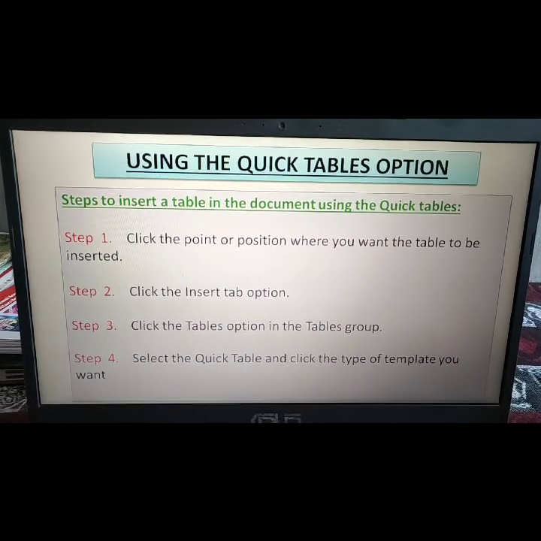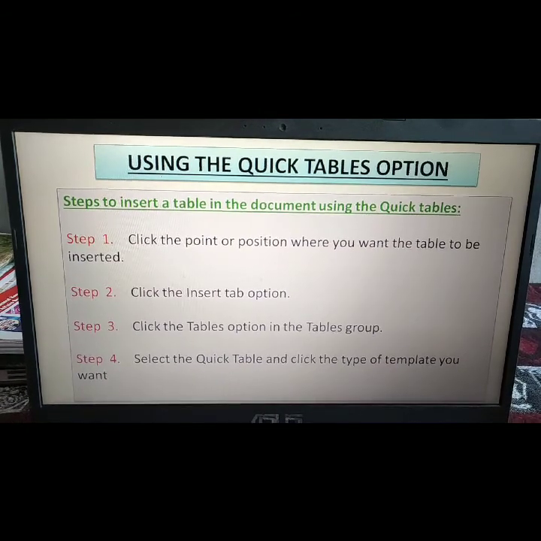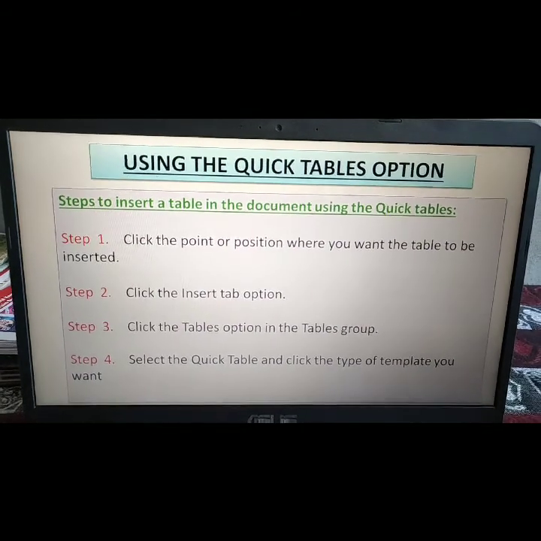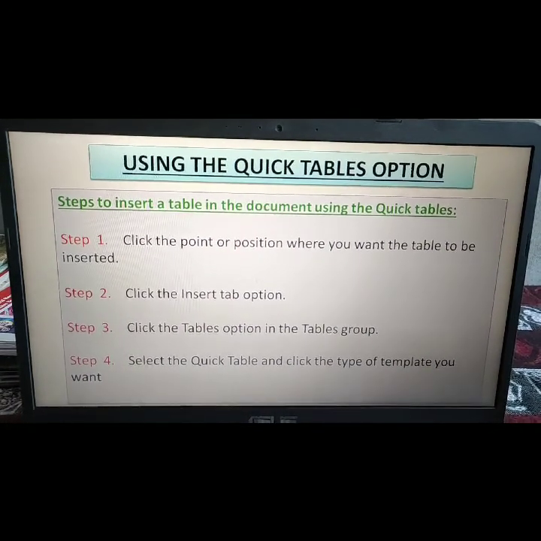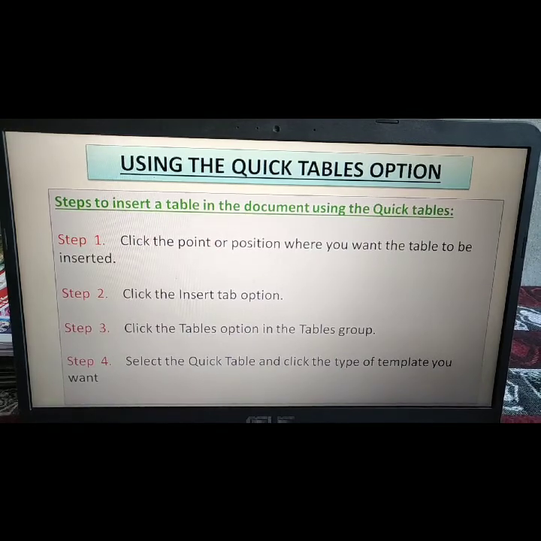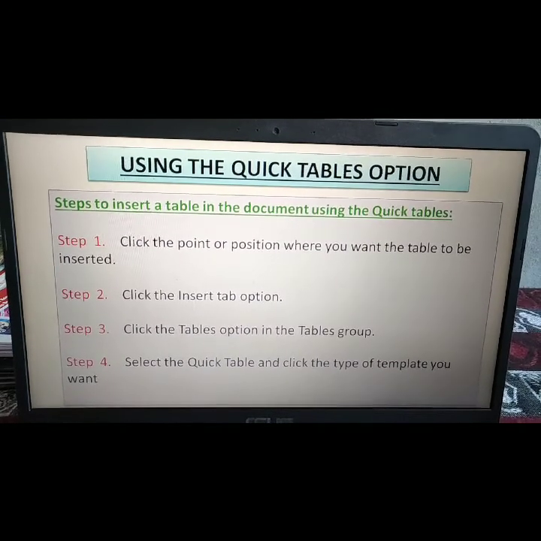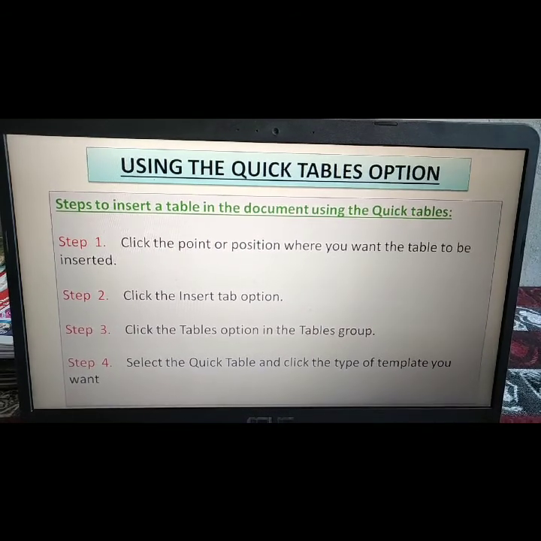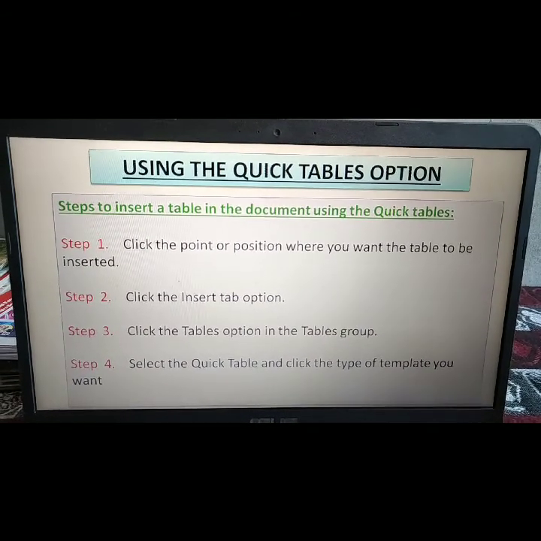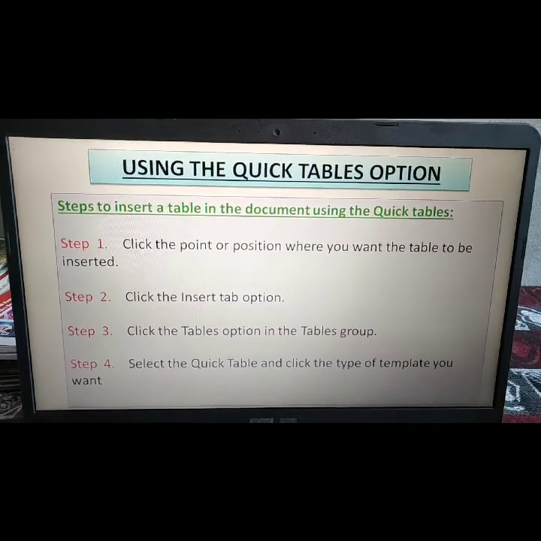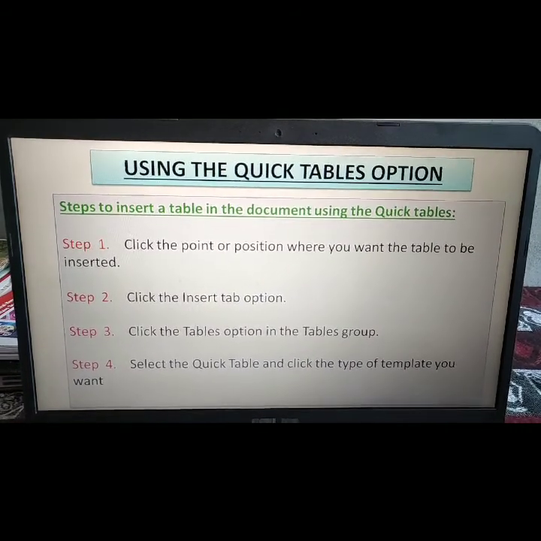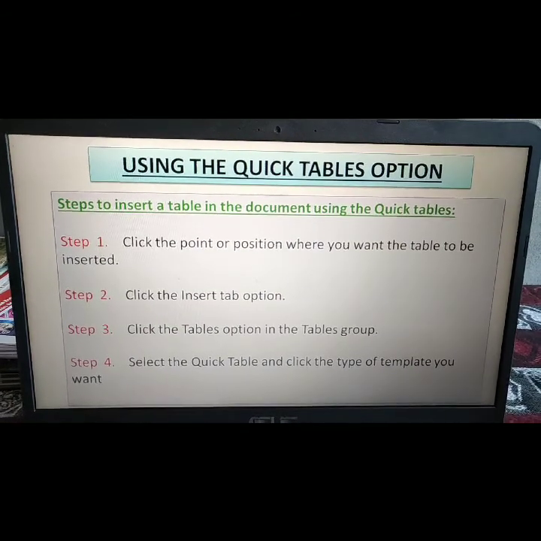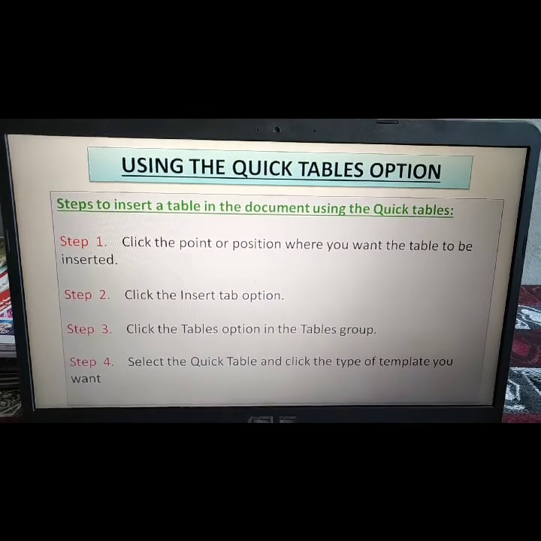Step 1 is first you will select the position, means place, okay, where you want to insert the table. So after selecting the position, you go to that place and click on it. Step 2 is click the insert tab option. Secondly, you go to the insert tab and click on it. Step 3 is click the tables option in the tables group. Third, you go to the tables group and there is one table option. You go and click on the tables option.